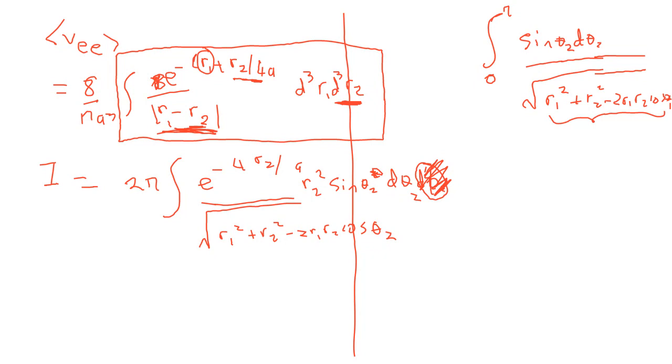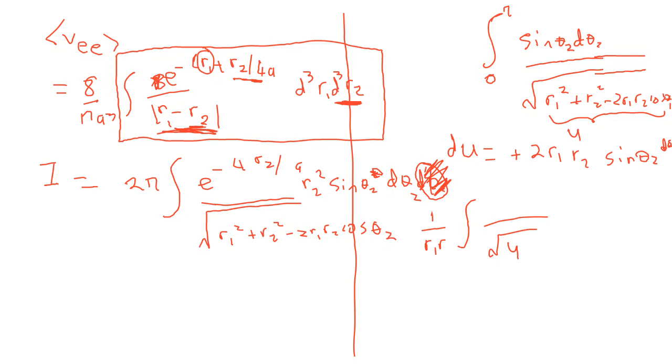If you do a u substitution, so you say u to be that, then du, this whole thing, so this integral then reduces into the square root of u, right? And then du will give you minus 2 r1 r2 sine, I think it's plus sine theta 2, meaning that d theta 2 sine theta 2 will be given by 1 over r1 r2 du. So everyone happy here? Or should I explain how I got that?